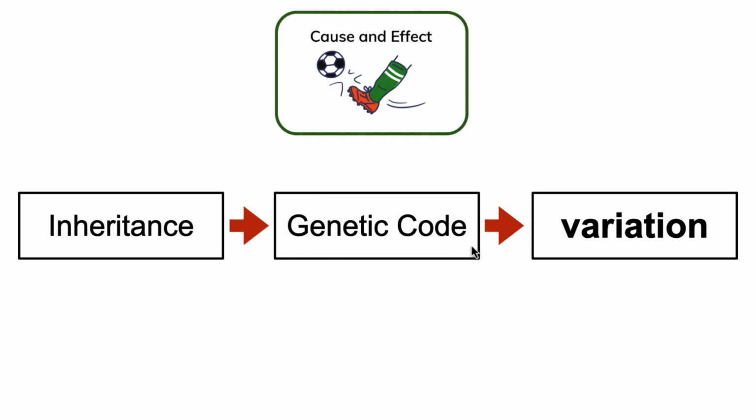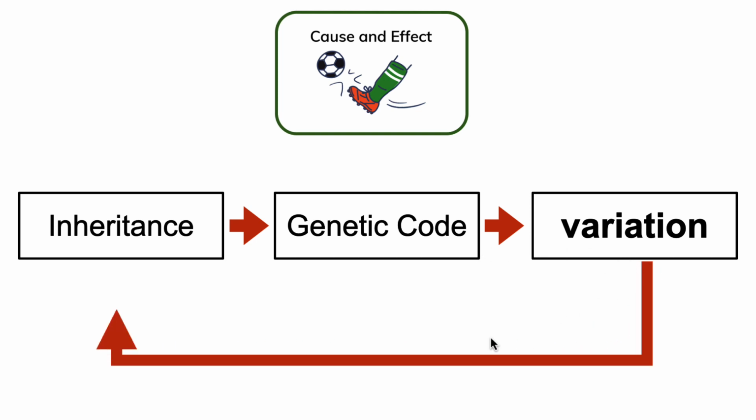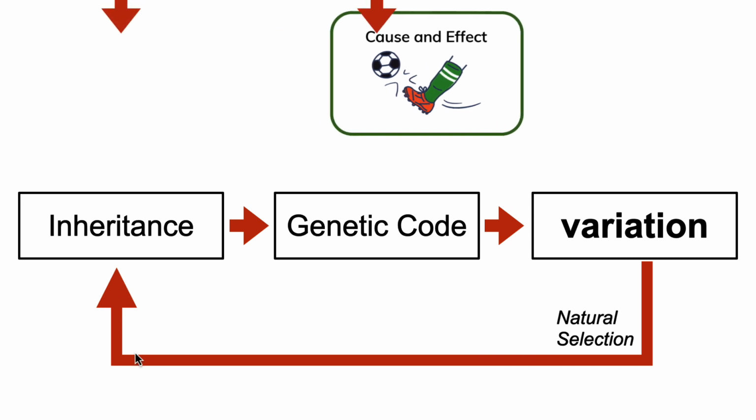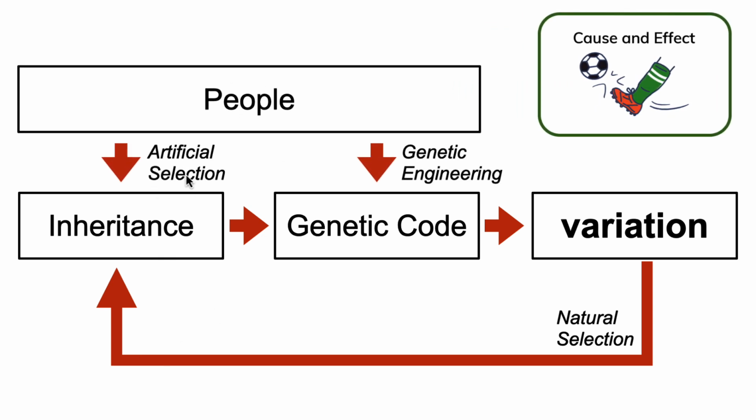We also learn that variation can actually alter the pattern of what gets inherited through natural selection, a feedback mechanism in our cause and effect diagram. And lastly, that people can affect inheritance through artificial selection and the genetic code through genetic engineering.